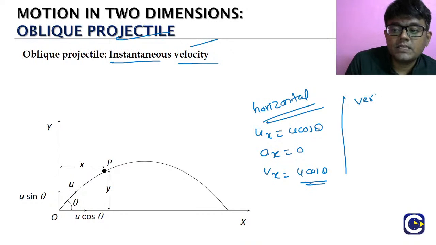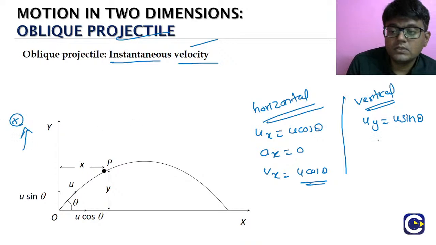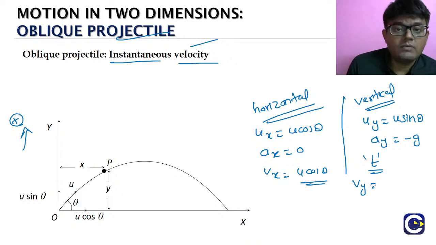But in the vertical direction it is not like that. Because in the vertical direction the initial velocity is u sin theta upwards, so we take it as positive. But the acceleration is downwards, g. That's why minus g. So after time t, the vertical component of velocity, we are using the formula v is equal to u plus at. So u sin theta plus a, whose value is minus g, so minus gt.